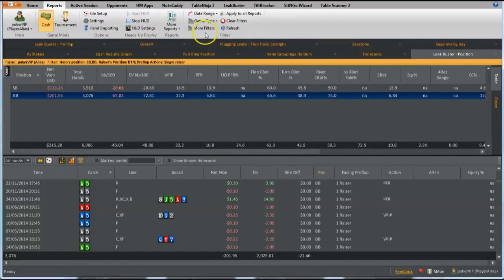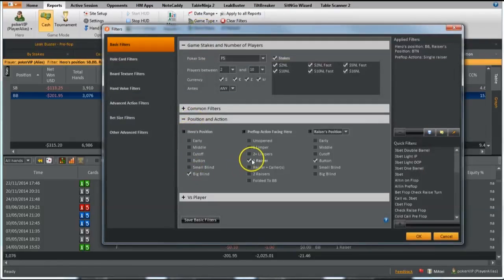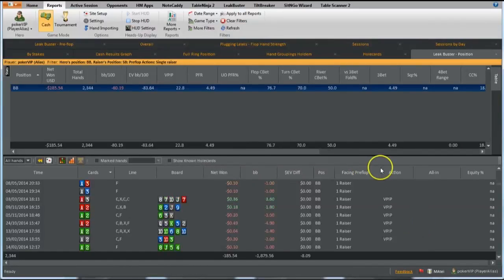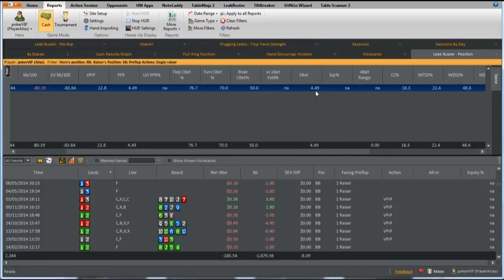Another thing we can check for as well, given that Hero's big blind 3-bet is so low, is facing a raise from the small blind, because in this particular situation we should probably be 3-betting about 15%. So let's check how much Hero is 3-betting big blind versus small blind. We can see he's 3-betting 4.49 in this particular situation.